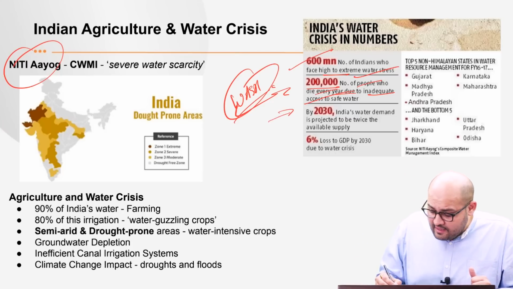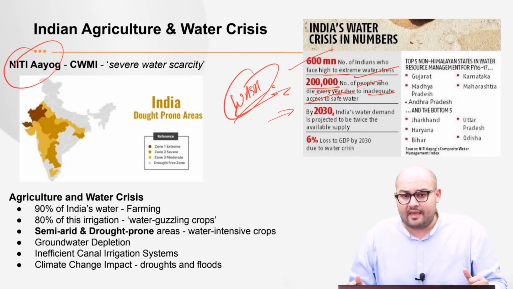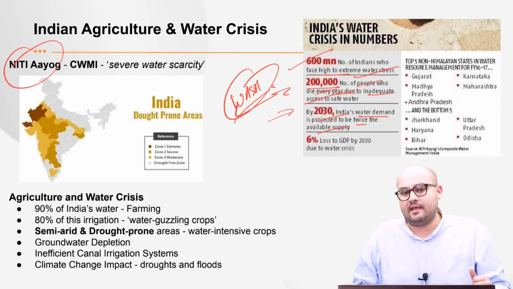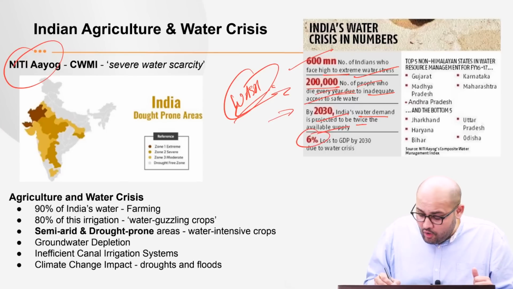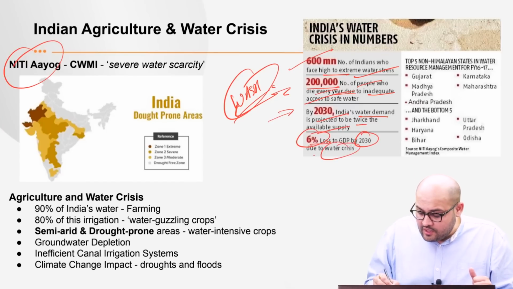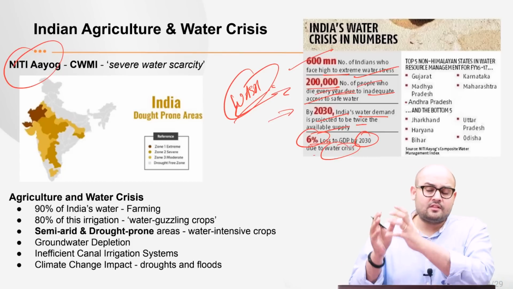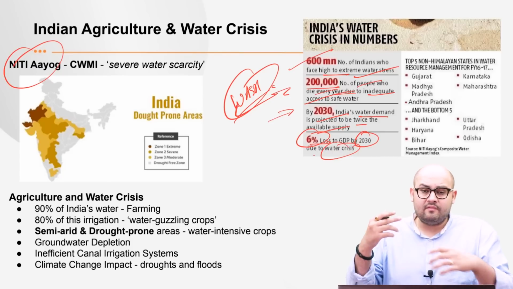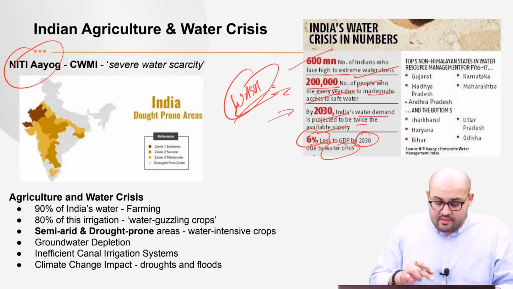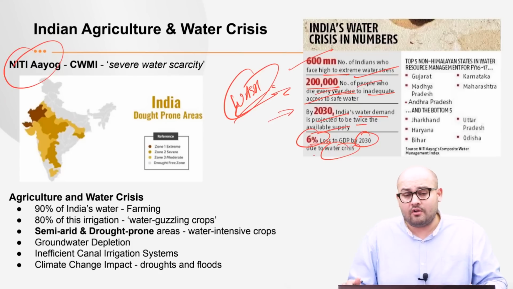Next, the Composite Water Management Index data says that by the year 2030, India's water demand is projected to be twice the available supply. Right. Next, it says almost 6% loss to the GDP would be there by the year 2030 due to the water crisis. Now, this is the situation in the form of numbers when we talk about water scarcity or water crisis in the country. Now, you can just see in the map that we have the drought prone areas.